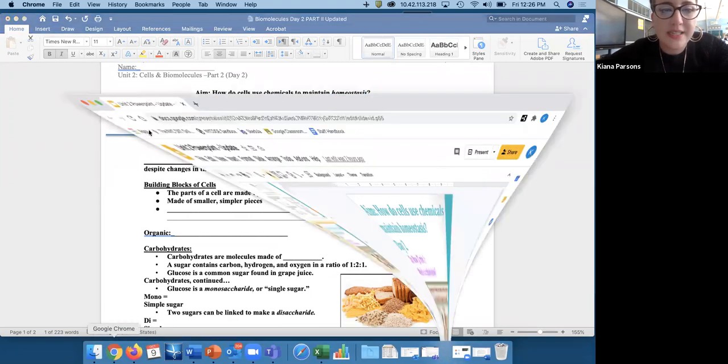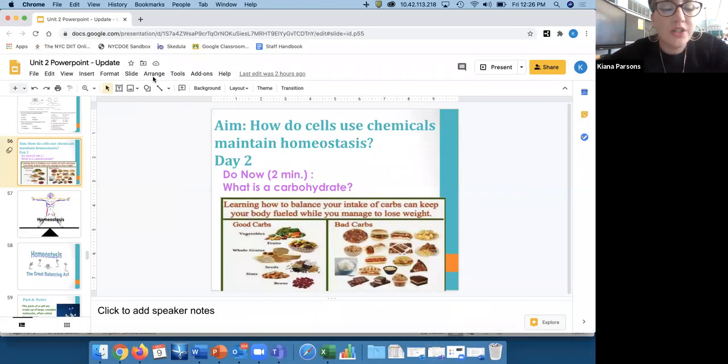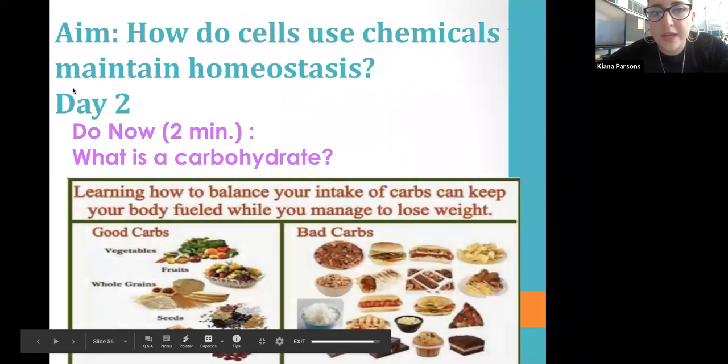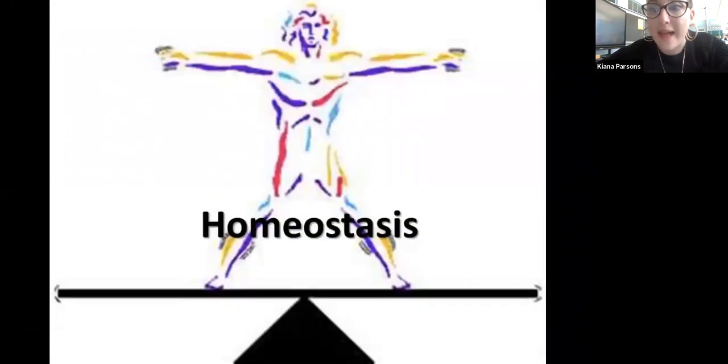So homeostasis, it's a pretty important term in living environment. And when we're talking about homeostasis, every time you see that word written on your handout, I want you to write balance. So that is what homeostasis means, right? You can see here, this is a human and they are balanced.